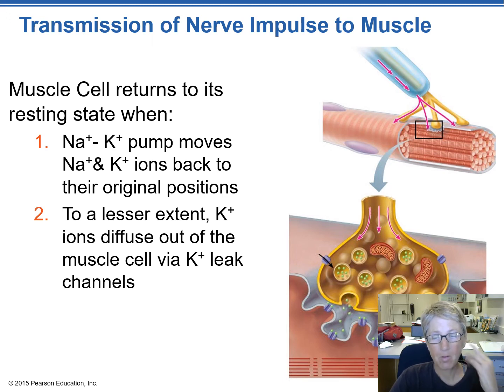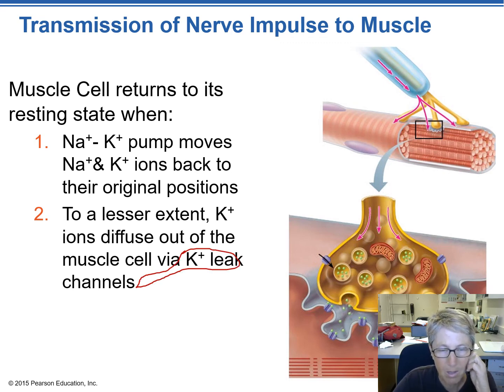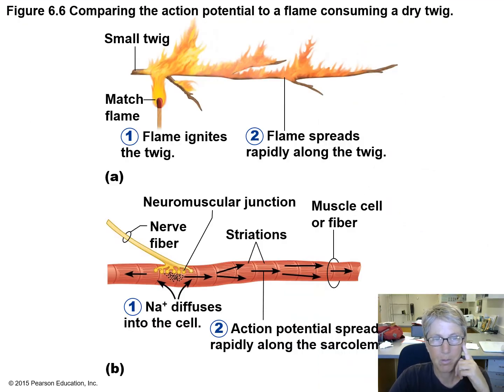And then the muscle cell will return to its normal resting state when the sodium-potassium pump reestablishes that concentration gradient of sodium and potassium inside and outside of the cell. And then so we've talked about different channels. These potassium leak channels, they're always kind of working, and potassium's always kind of leaking out just a little bit, but not enough to create a local potential or an action potential.